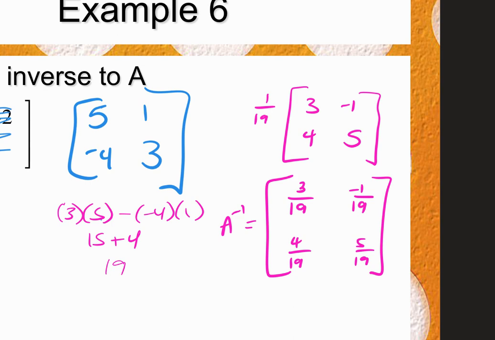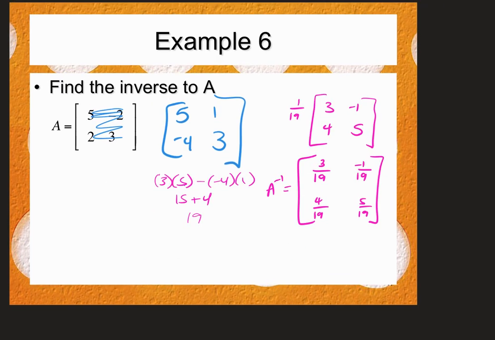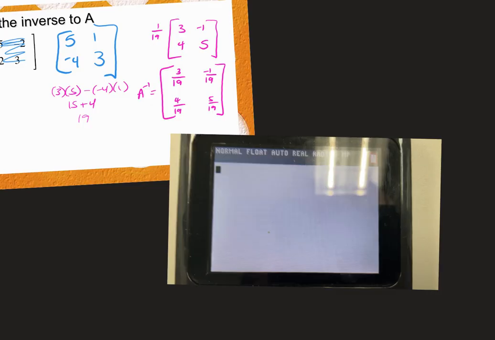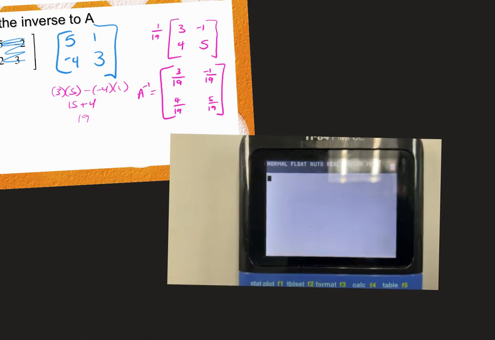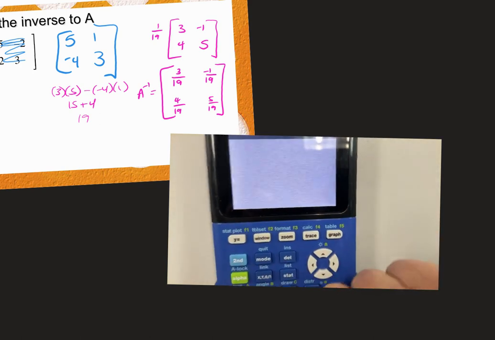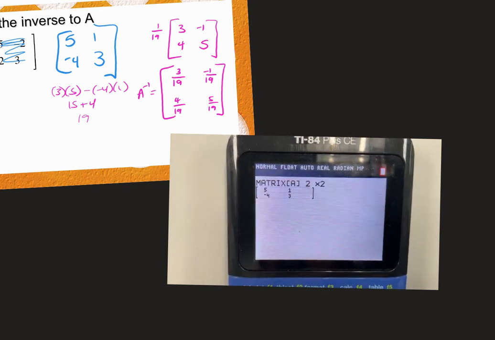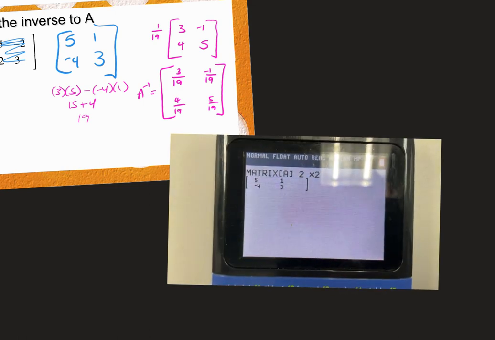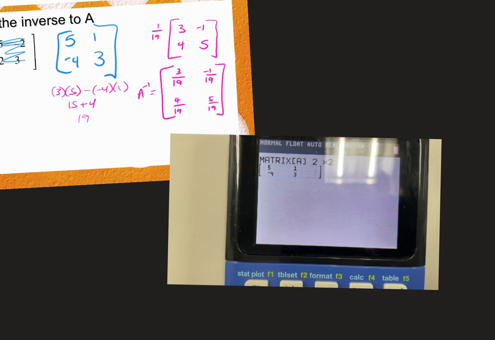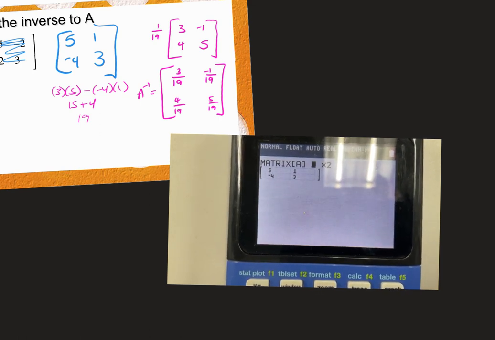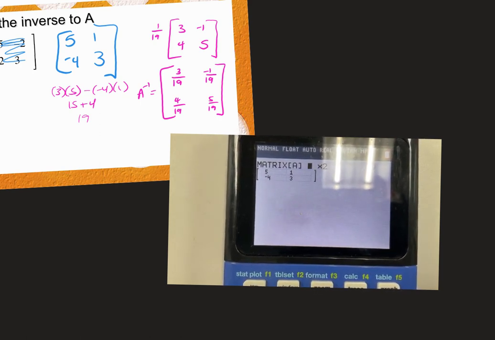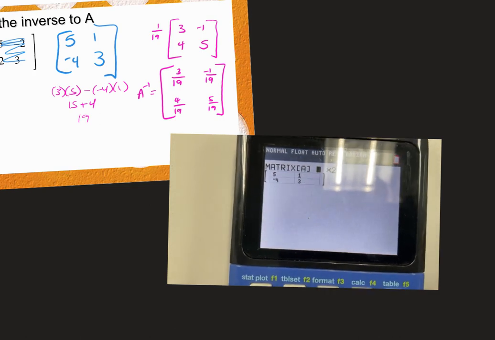Good? Easy stuff, right? Okay, like I said, if you have your graphing utility, take it out. First thing we're going to do is actually type in this matrix. So I go to the matrix menu. I go over to edit, make it a 2 by 2, and then type in your matrix. So 5, 1, negative 4, 3. So I put it in A. It doesn't matter where you put it. Just remember where you put it.